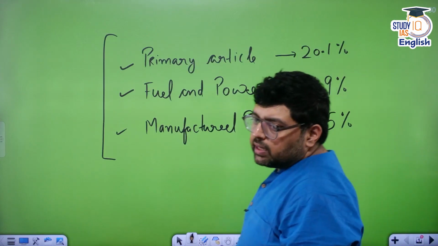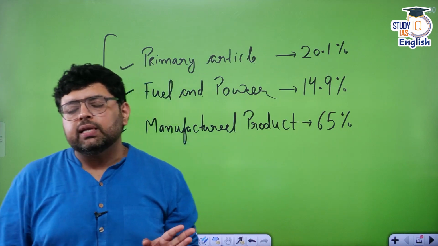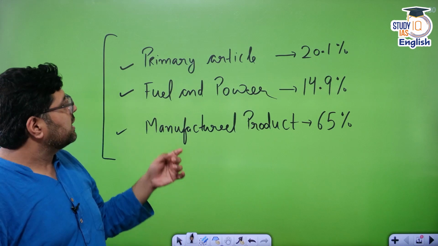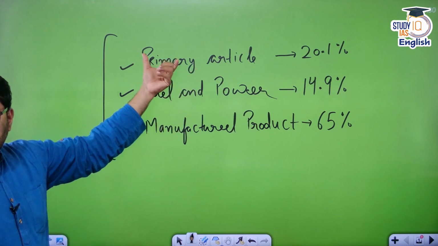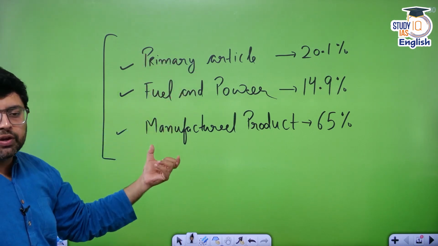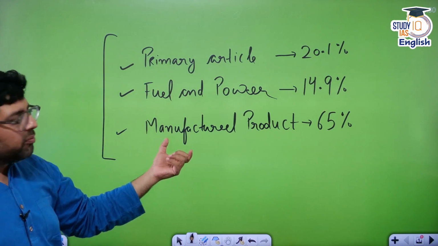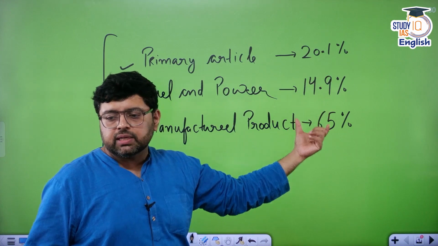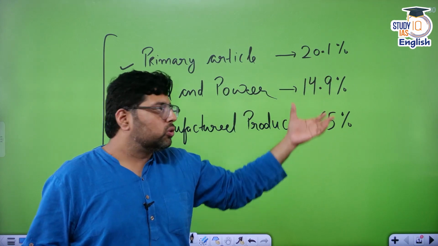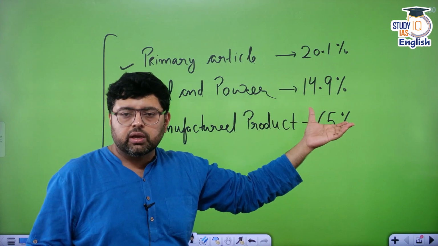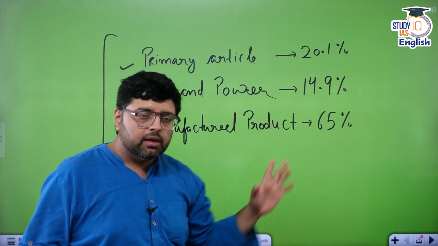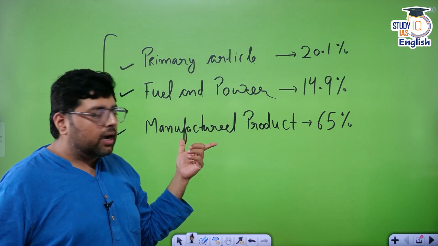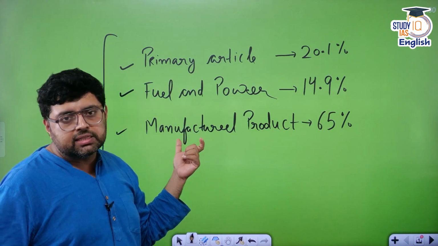WPI and CPI. In WPI, 697 items are there. Those 697 items are categorized into these three: primary article, fuel and power, and manufactured products. They have been given a weightage of 20.1%, 14.9% and 65%. Although you don't have to remember these numbers, because rarely they ask these numbers, but they can sometimes ask you to arrange them in some order, meaning increasing or decreasing order.